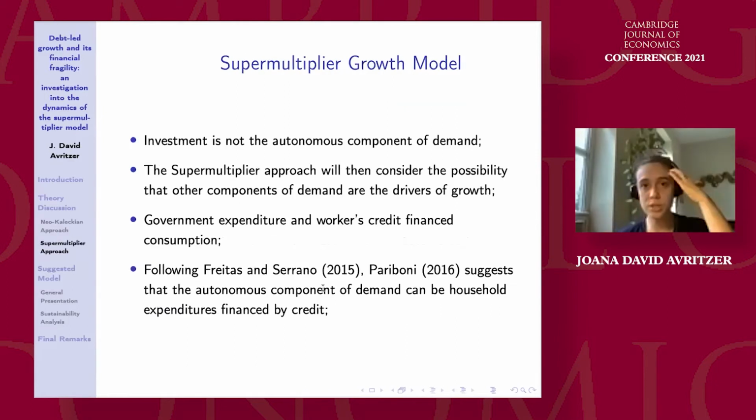So moving on then into the super multiplier framework, right? We have that investment is not the autonomous component of demand. What we'll have is then the possibility to consider other components of demand as the autonomous components of demand that drive growth, one of which then could be workers' credit finance consumption. This has already been done, for example, by Pariboni, but also 2016, but also Fagundes' PhD dissertation, where they suggest the possibility that household expenditure financed by credit can be this autonomous component of demand that is driving growth.